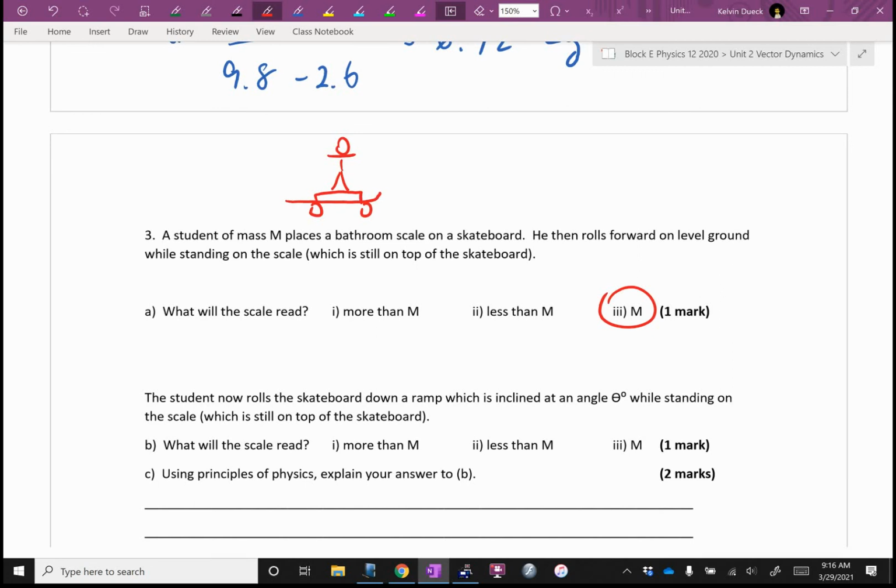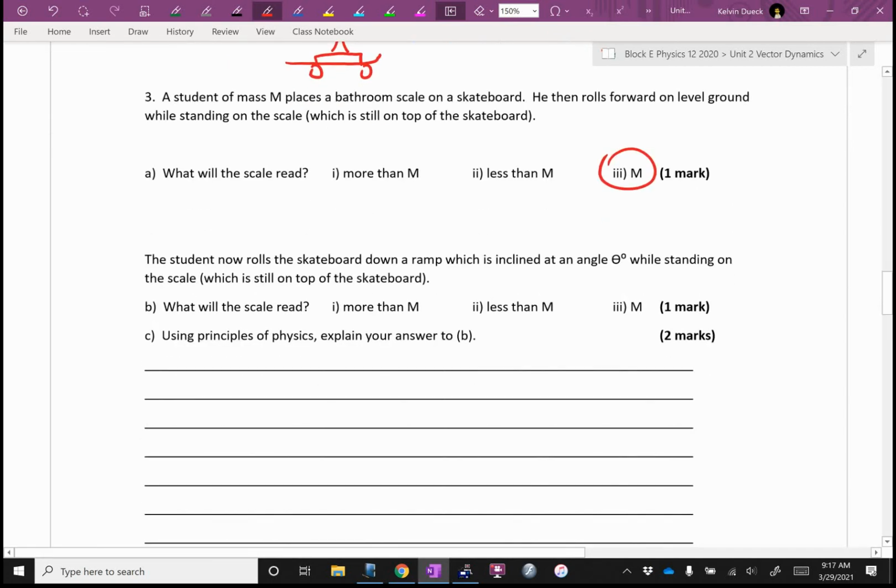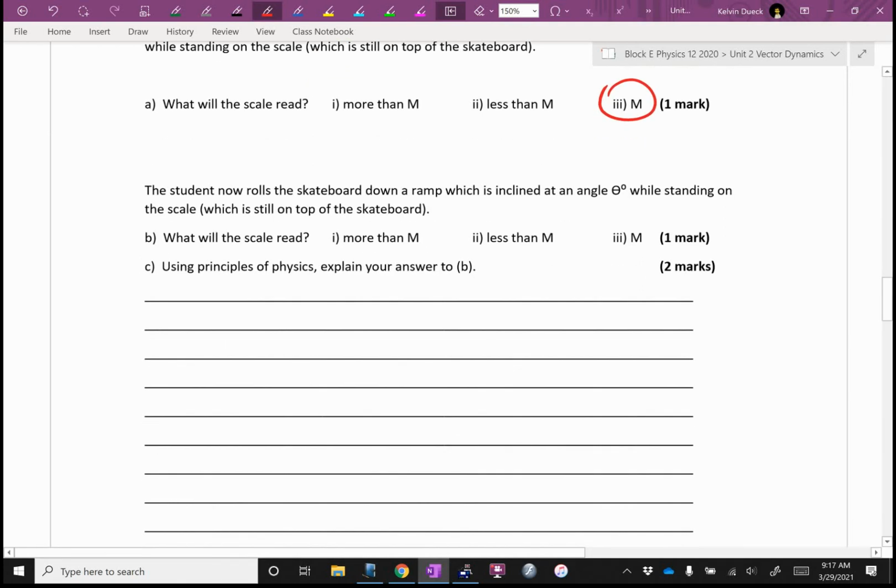I think. Now we roll the skateboard on a ramp, which is inclined at an angle theta degrees. What will the scale read now? What do you think? More than M, less than M, or M? Yeah. Convince me.